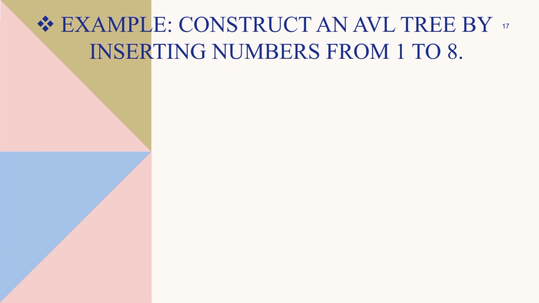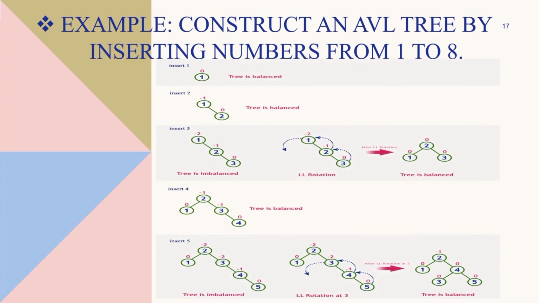For the example of insertion, let us construct an AVL tree by inserting numbers from 1 to 8. As you can see in the example, by inserting 1, the tree is still balanced. By inserting 2 to the 1, the tree is balanced. By inserting 3, the tree will get imbalanced. So we need to do the LL rotation. After the LL rotation, the tree will get balanced.